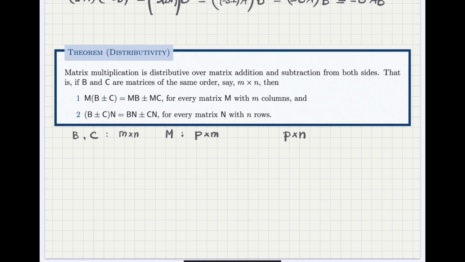Now the second step, which is probably more important, is to consider an entry on the left hand side, and show that that entry is equal to the corresponding entry of the right hand side. So let me now write the proof formally.